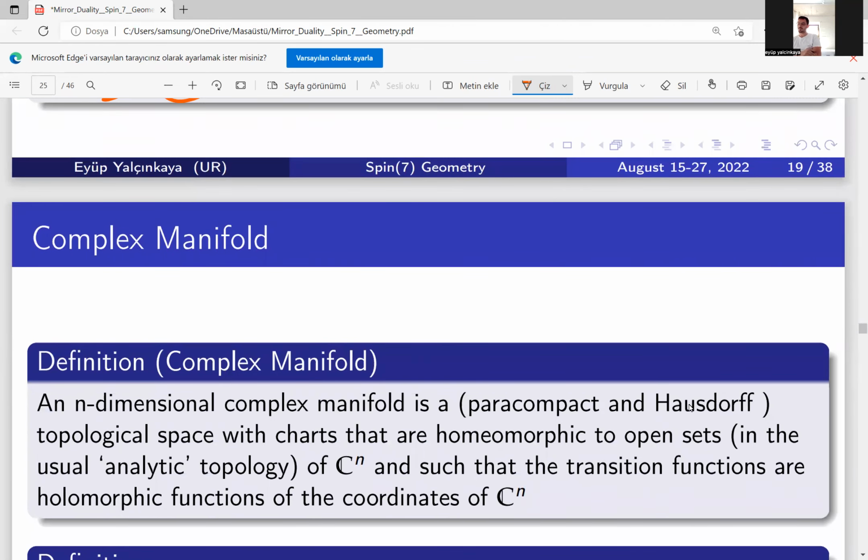After this point, we will continue with complex manifolds and Cayley manifolds, and also Calabi-Yau manifolds, the core of this talk.